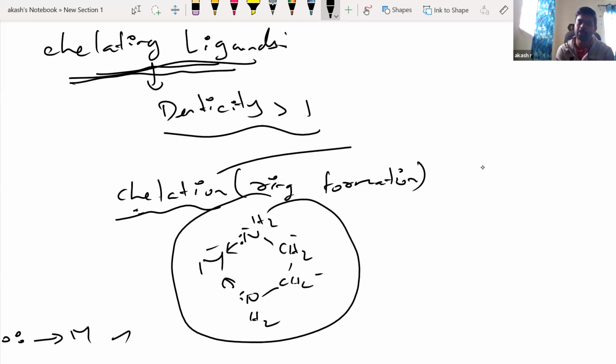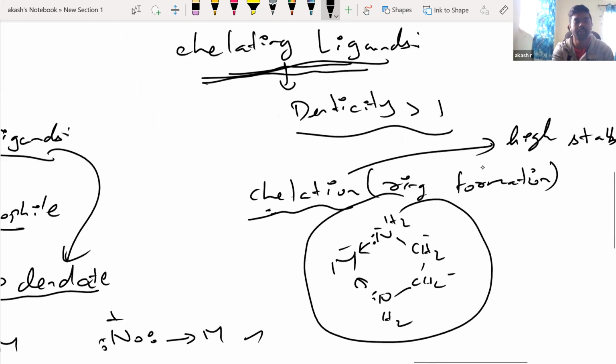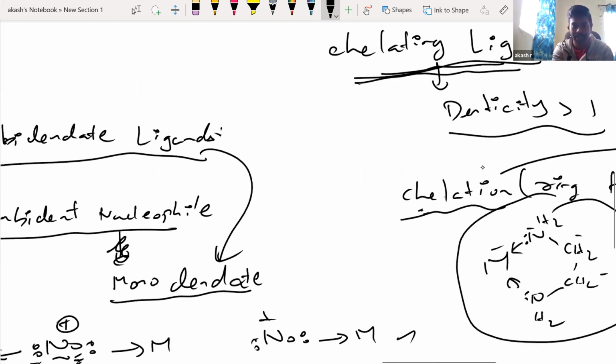One important point is that whenever chelation happens, it is going to bring in very high stability. That is all you have to understand. How the stability is obtained is really beyond the scope of your 12th class, so don't worry about it. All you have to understand is that whenever ring formation happens, it brings very, very high stability to the coordination compound or complex. So these are the different types of classifications of ligands we can have.